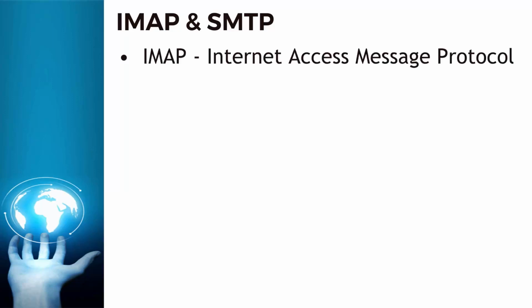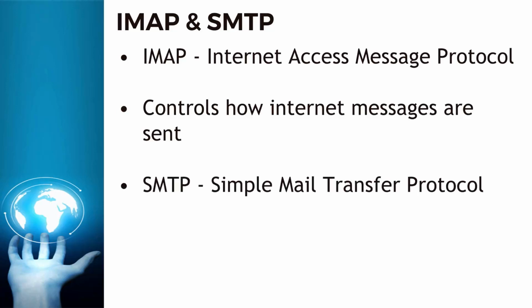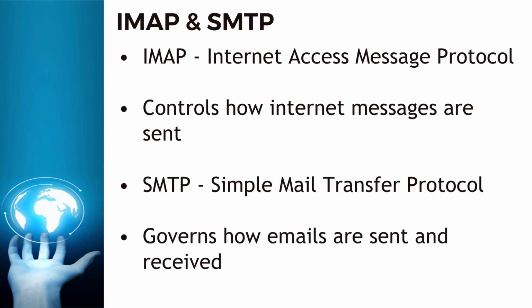And let's also talk about the IMAP and SMTP protocols. Now, IMAP is simply the Internet Access Message Protocol, and of course, it controls how internet messages are sent. So whenever you're chatting online, most likely it is the IMAP that is in control right there. While SMTP stands for the Simple Mail Transfer Protocol, and this governs how emails are sent and received.